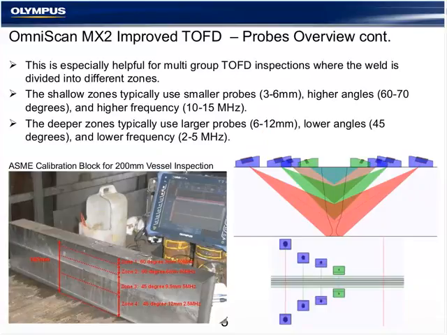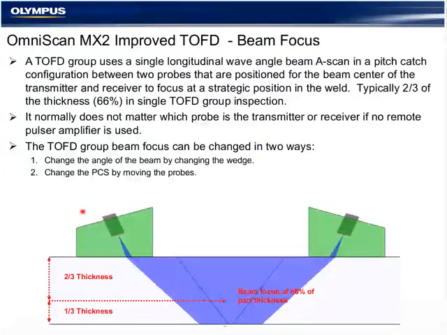Our TOFD beam focus strategy, and again, the TOFD group is simply two identical conventional probes optimized for TOFD in a transmit-receive configuration. We would typically focus a single TOFD group at about 2/3 the thickness. That would give us good coverage on the top, ability to detect a notch, and good coverage on the bottom as well, with the weak spot being directly in the center between the probes. It doesn't matter which probe is used to transmit or receive. You'll receive the exact same results.